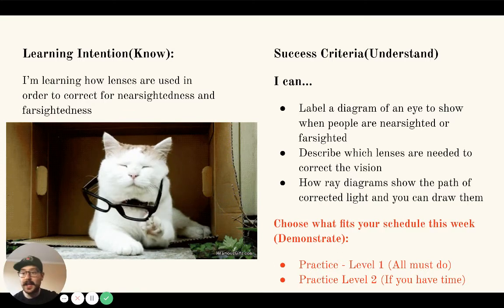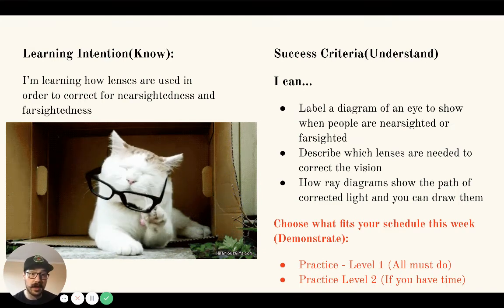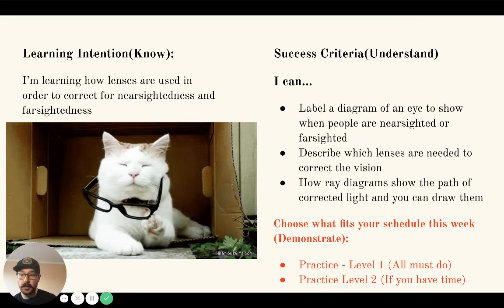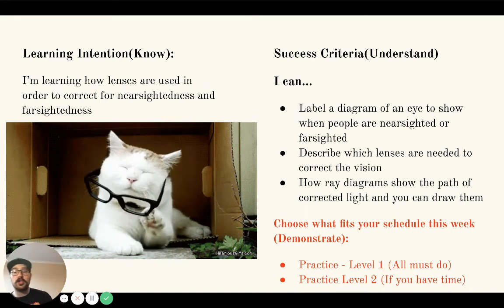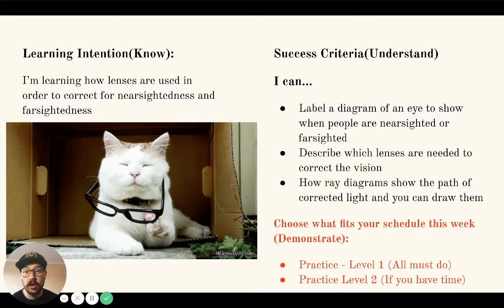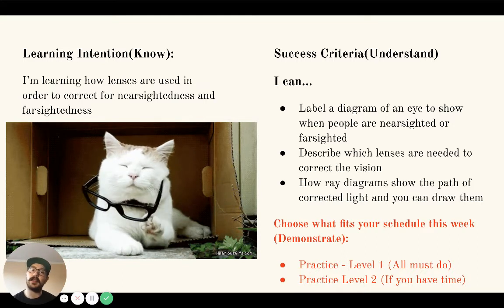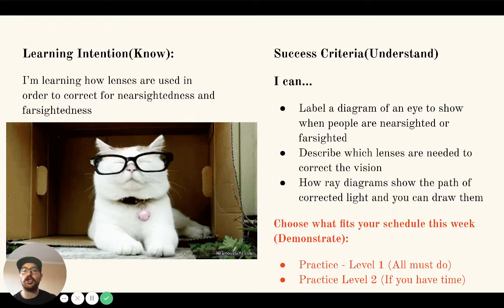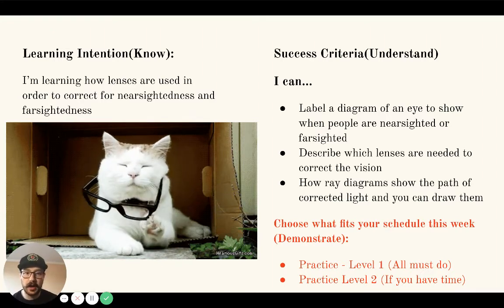What do you need to understand and take away from all this? Well, you're going to be able to label a diagram of an eye to show when people are nearsighted or farsighted. So, what does the eye actually look like to cause those issues in your vision? Next, you're going to describe which lenses are going to be used to correct that vision. And then finally, using ray diagrams, you're going to be able to show that path of corrected light and how you can draw those ray diagrams.